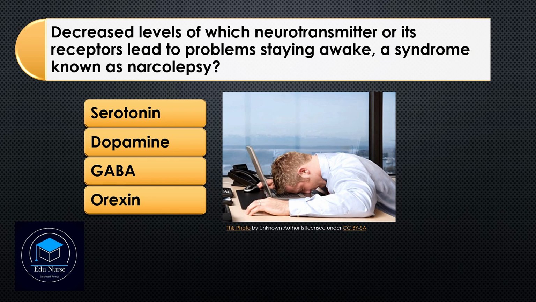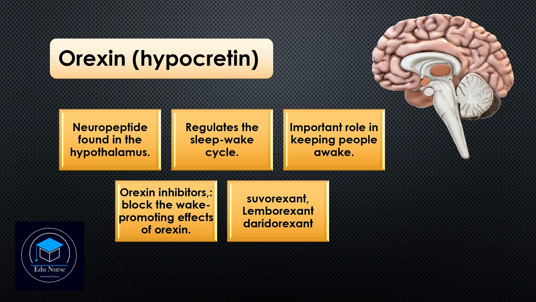Let us move on to another question. Decreased levels of which neurotransmitter or its receptors leads to problems staying awake, a syndrome known as narcolepsy? And the options are serotonin, dopamine, GABA, orexin. So the correct answer is orexin or hypocretin.